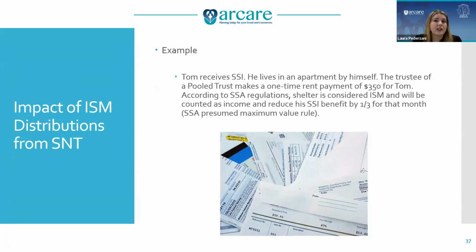So Tom receives SSI. He lives in an apartment by himself. A trustee of a pooled trust makes a one-time rent payment of $350 for Tom. According to the Social Security Administration, this shelter payment is considered in-kind support and maintenance, and it would be counted as unearned income and reduce his benefit by 1/3 for that month. That 1/3 is the presumed maximum value rule that's attributed by the Social Security Administration. So again, in-kind support and maintenance, this would be us paying a bill, right?